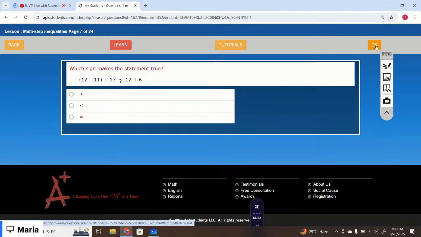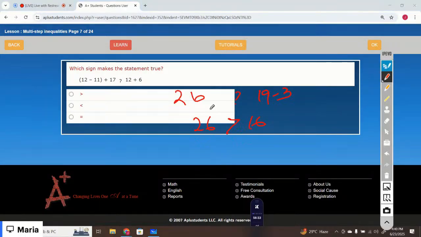12 minus 11 plus 17, and 12 plus 6. 12 minus 11 is 1, and 1 plus 17 is 18. So 18 is equal to 18. The right option is equal.